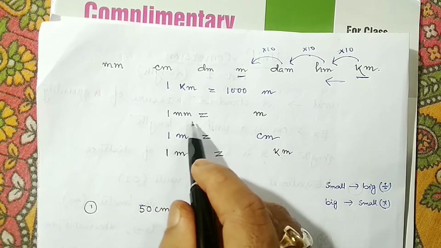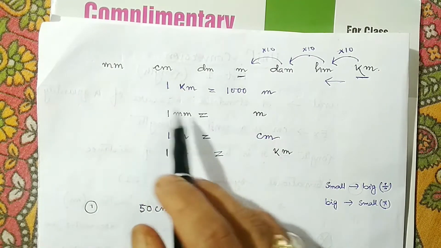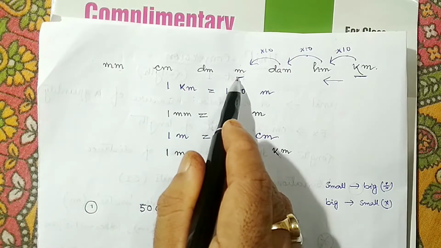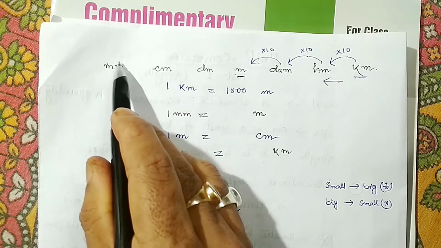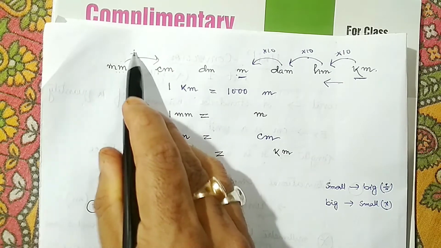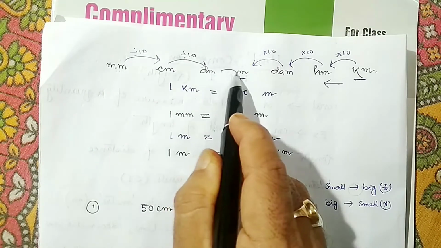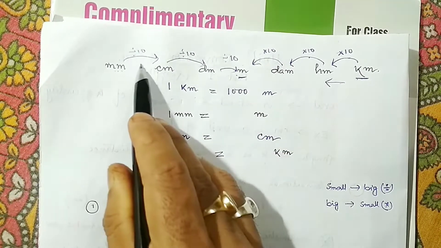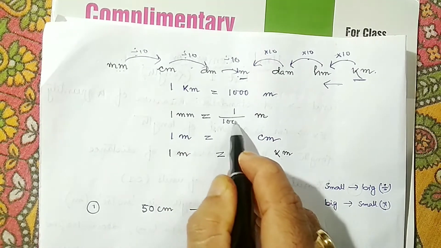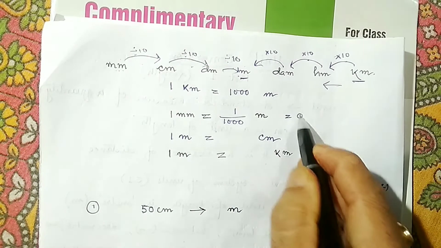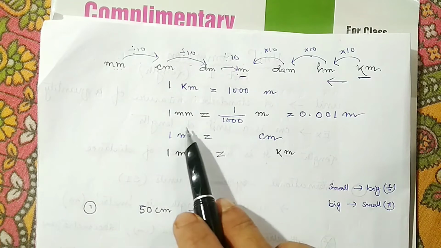Clear? Now 1 millimeter equals how much meter? Millimeter and meter, now we want to relate. Now we are going from smaller to bigger, and whenever we go from smaller to bigger, we have to divide. Whenever we go from this to this, divide by 10. Again, centimeter to decimeter, divide by 10. Decimeter to meter, divide by 10. So 10 into 10, 100; 100 into 10, 1000. It will be 1 by 1000 meter, which can be written as 0.001 meter.